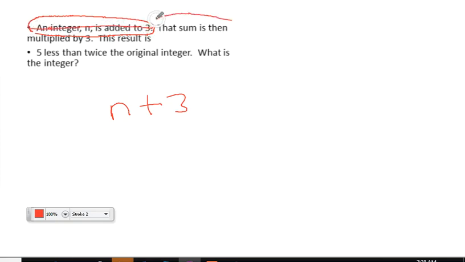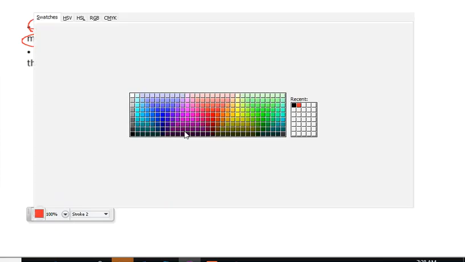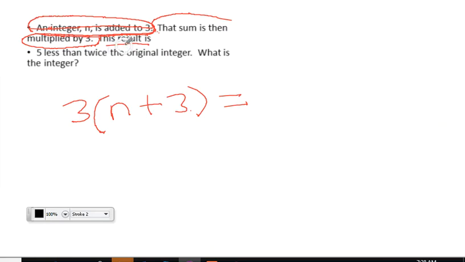Now let's take the next part. That sum is then multiplied by 3. So whatever the sum of this is, that's going to be multiplied by 3. So that sum, whatever n plus 3 is, is going to be multiplied by 3. Now, this result is, that's where our equal sign goes. Now let's just do the last part. This isn't too bad, is it?